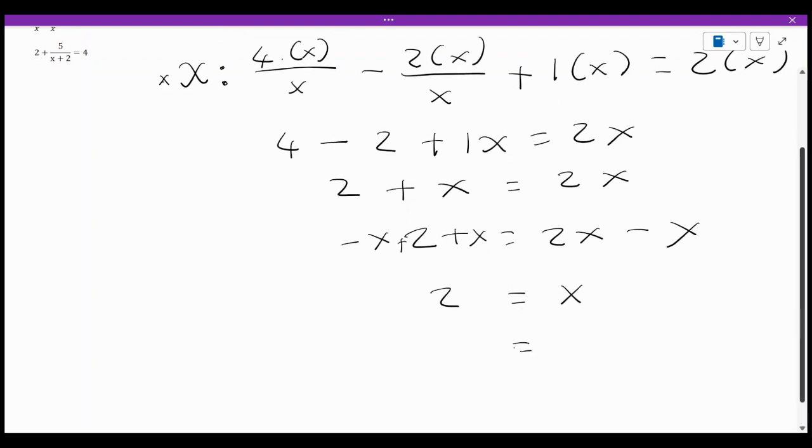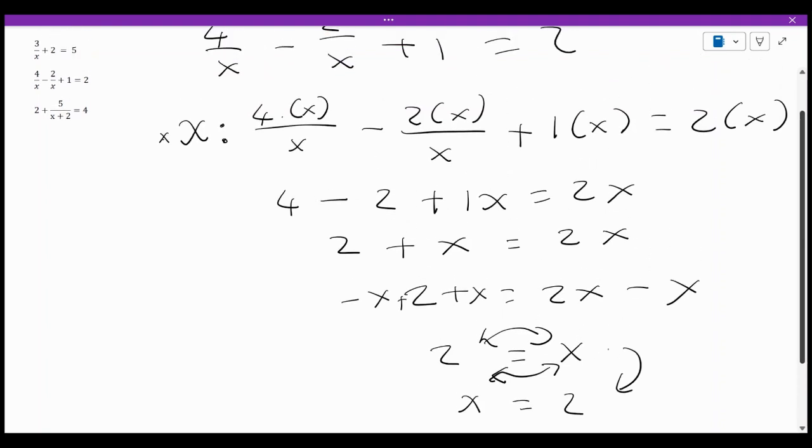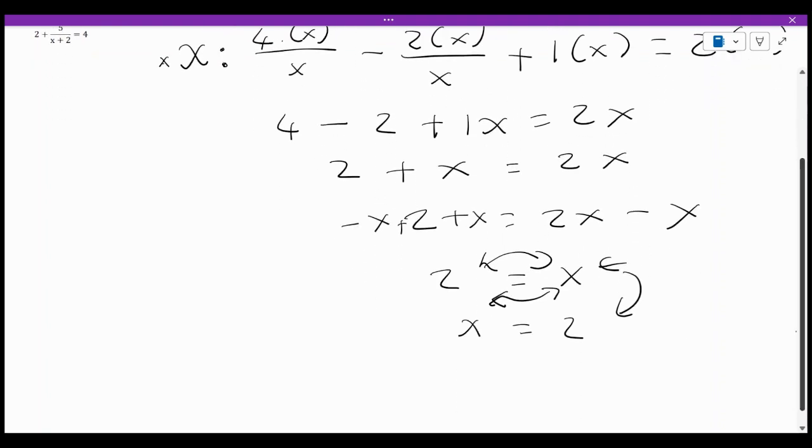So we can write it like this then. We just swapped it, right? Just swapped it, okay? And then we got our final answer, x is equal to 2. We could have left it like this. There was no need to change it.